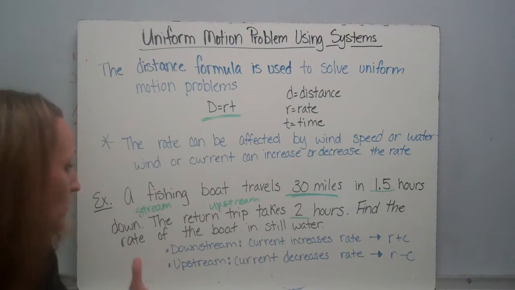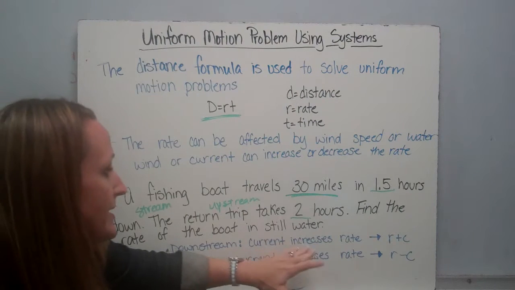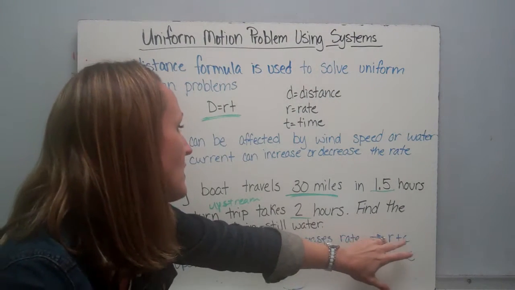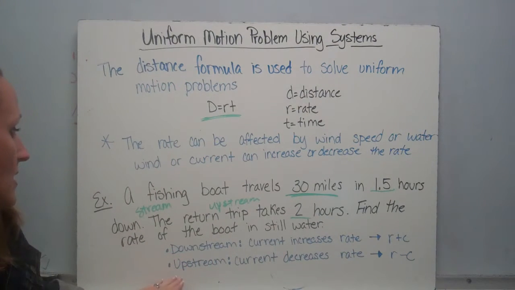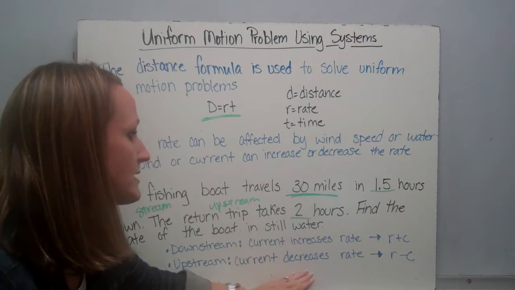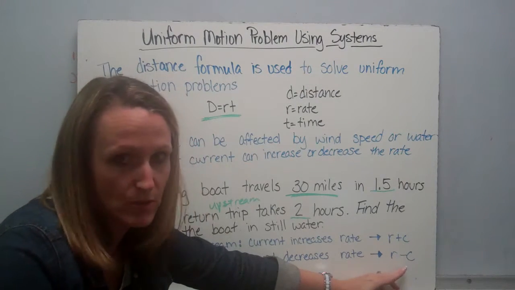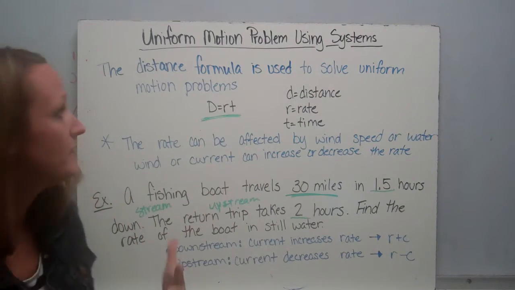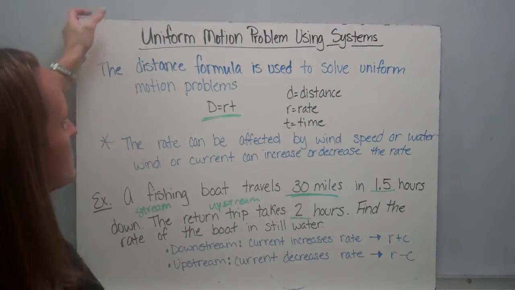So here's what we know. Downstream, the current increases the rate. So we have rate plus current. Upstream, current decreases the rate, so we have rate minus current. So you've got to keep these two things in mind. So let's look at what kind of equation we want to set up.